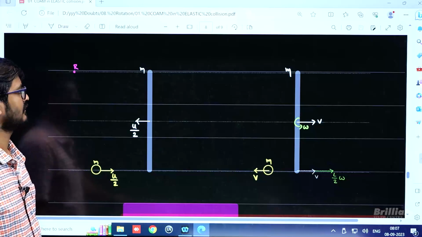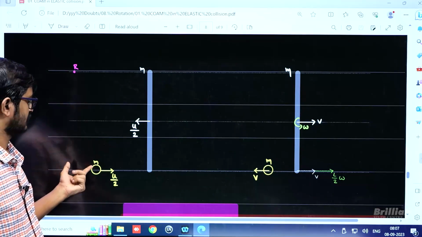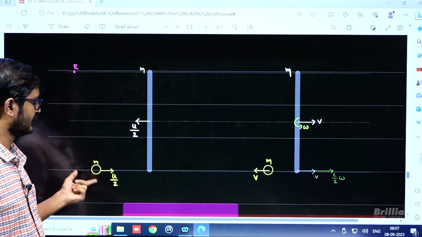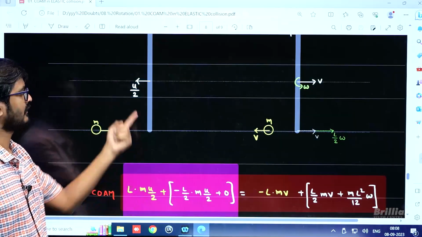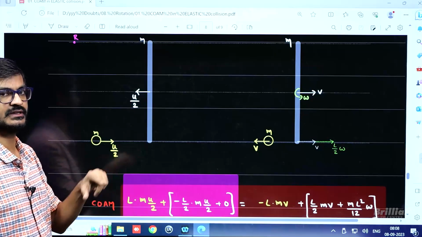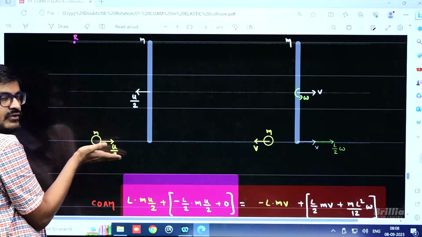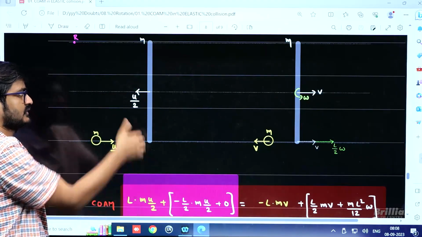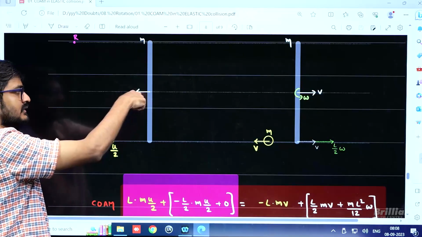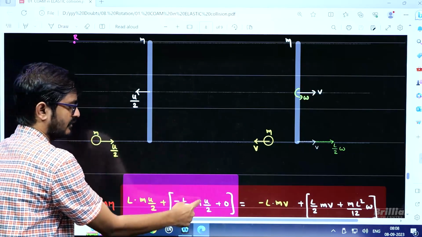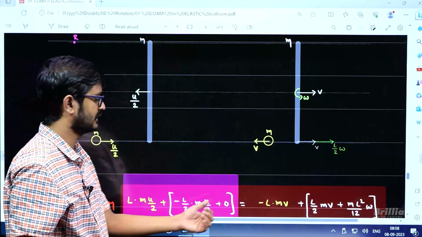When I do conservation of angular momentum about the other point R, angular momentum of this guy will be L into mu by 2. Angular momentum of this guy will have 2 components, off center of mass and about center of mass. Off center of mass, see this direction, for yellow guy this direction, right? This direction I have taken positive. For white guy it will be this direction, so this direction will be negative. Angular momentum off center of mass, and about center of mass it is not rotating, so 0.